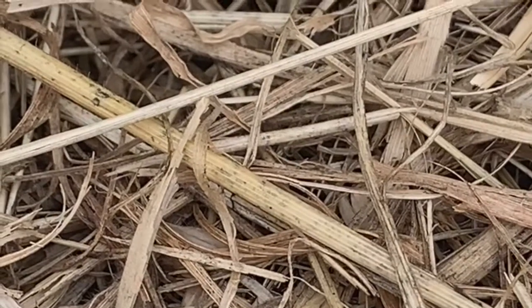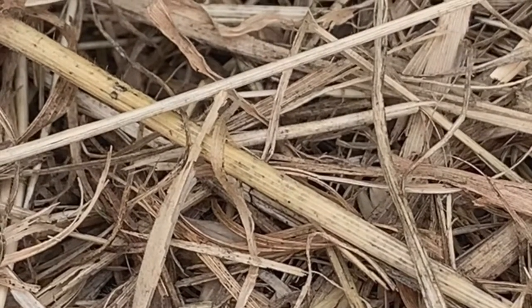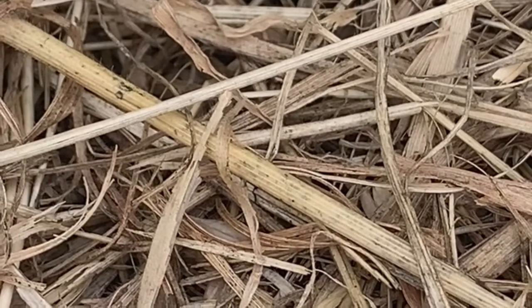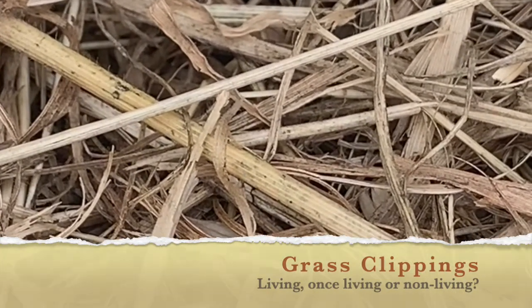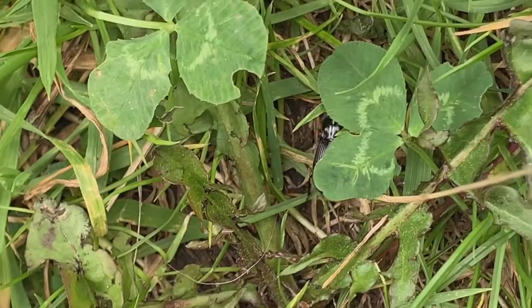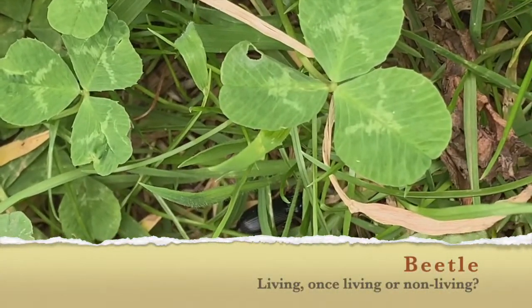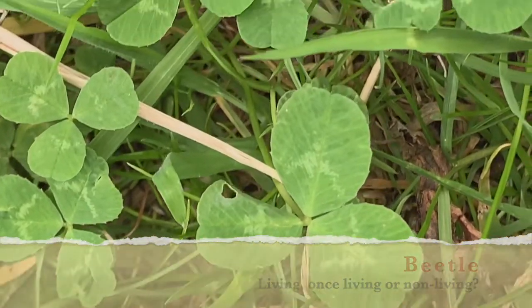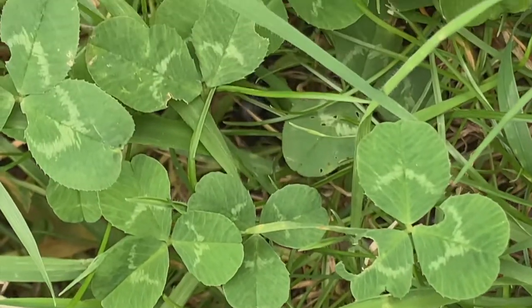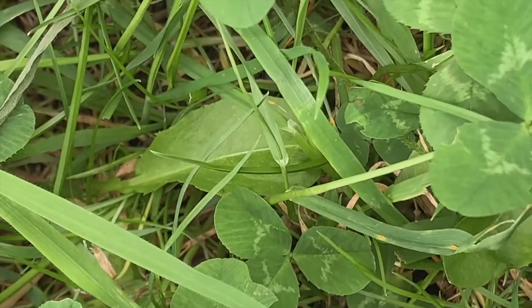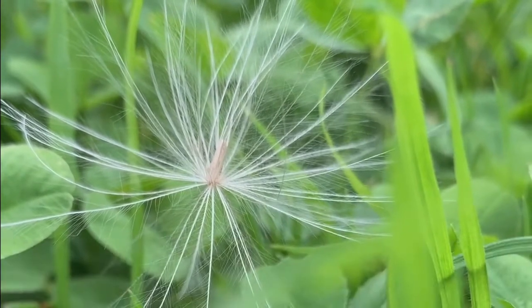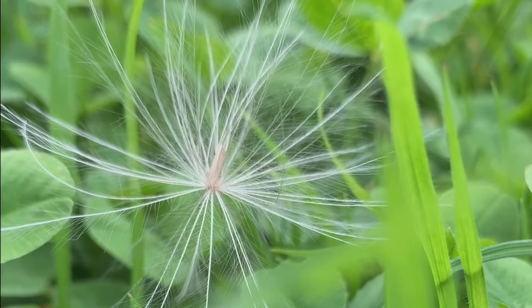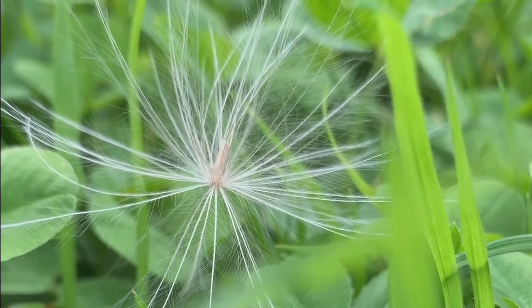They've been mowing round here to keep the paths clear. This is the remains of the mown grass. Does this belong to living, once living or non-living? Can you see the beetle in the grass? What category will you put that into? Would you put this seed in living, once living or non-living? That's a tricky one.